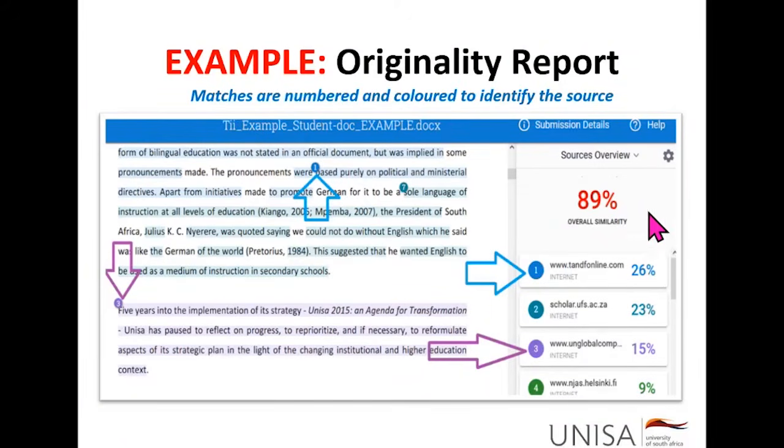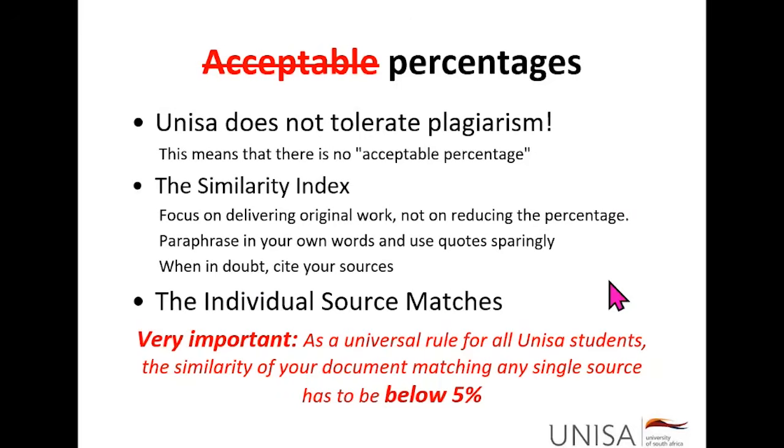Now, the burning question always, is there an acceptable similarity index? No, there is not. Please, can I make this very clear? There is no such thing as an acceptable Turnitin percentage. The overall similarity index would simply indicate how much is not original.